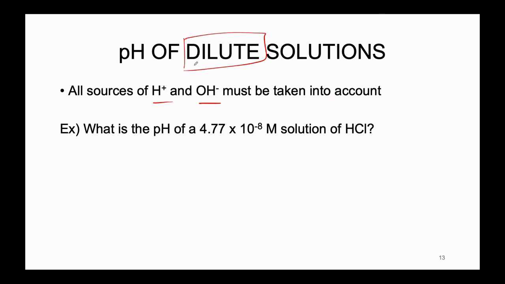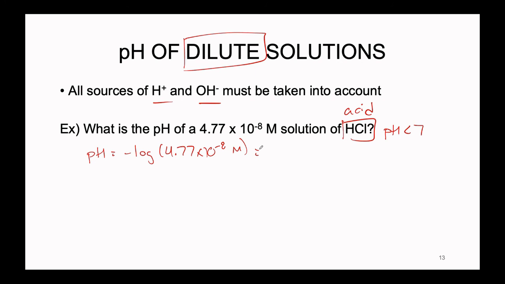For example, if we wanted to look at the pH of a 4.77 times 10 to the negative 8 molar solution of HCl, we would assume, even without doing any type of calculation, our pH should be less than 7 since HCl is an acid. So let's double check this, right? What is the pH when we take the negative log of 4.77 times 10 to the negative 8 molar, since this is apparently the H plus concentration that is coming from our HCl here?